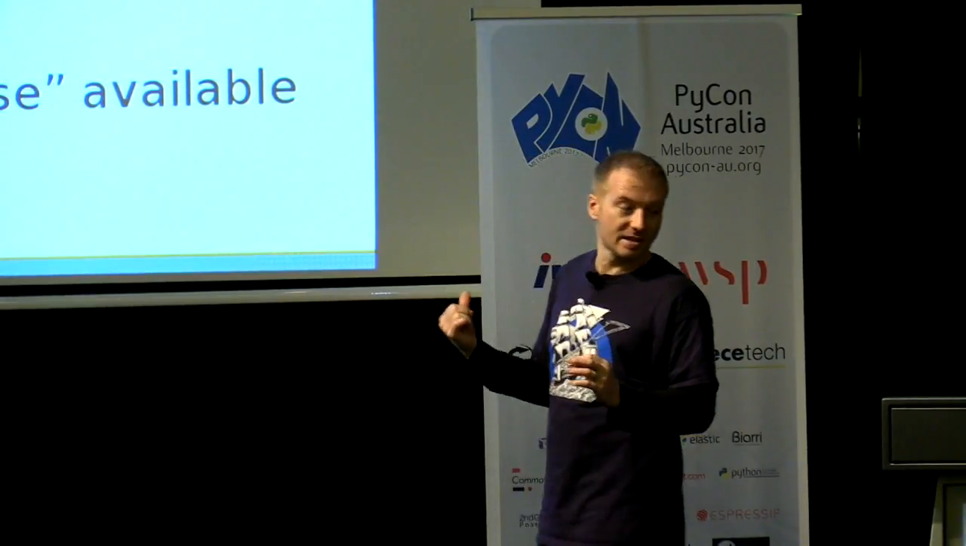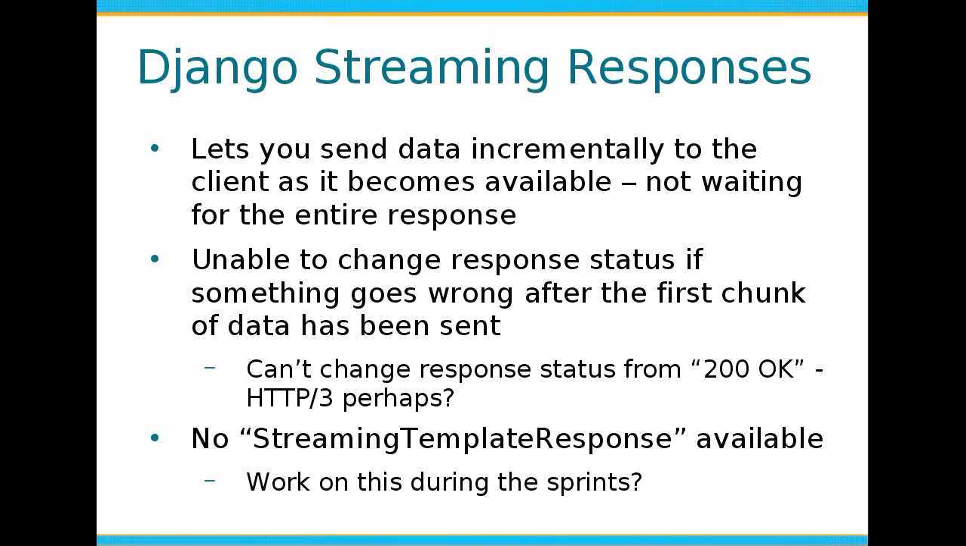Perhaps one day someone is going to see the light and HTTP3 will allow us to change the response code after the fact and say, actually, sorry, that wasn't 200 okay, that was 500. So maybe one of you guys will help work on that. The other thing is, in Django, if you're using TemplateResponse as the view, there's no streaming equivalent of it. I'd like for that to change, so maybe we can do something about that.